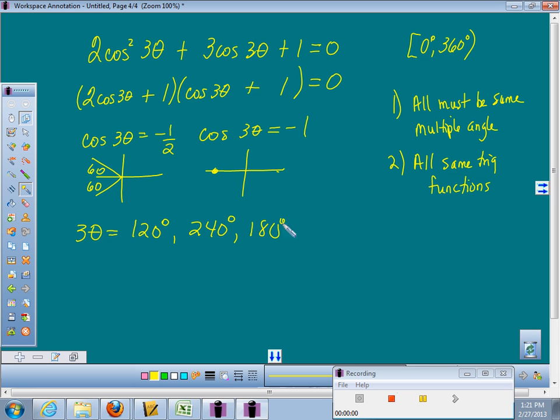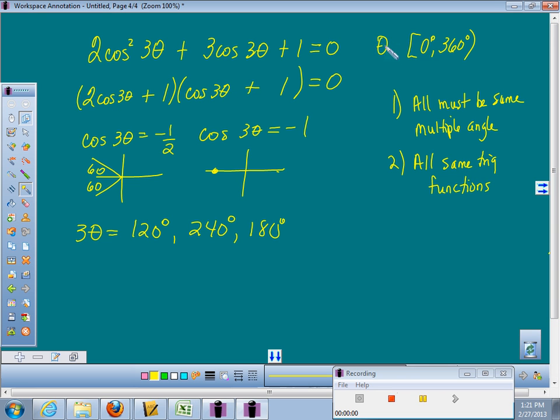Now, here's the wrinkle. That's 3 theta. And usually I have somebody telling me I'm going to have to do what to get to actually what theta is. Divide by 3. We're going to divide them all by 3. But there's a problem. We don't have enough answers yet. We need more answers.